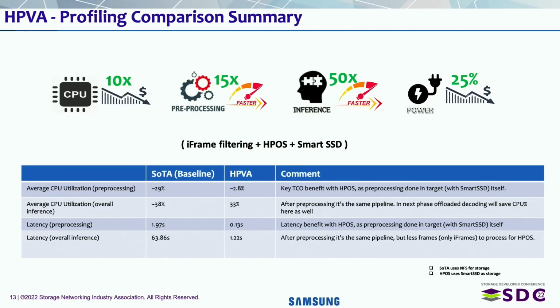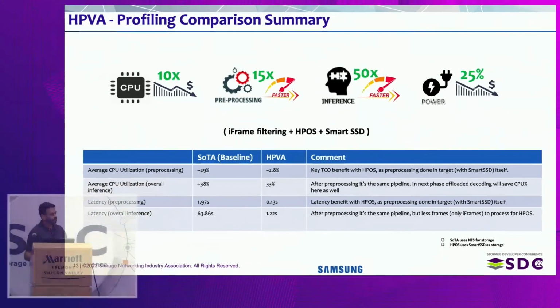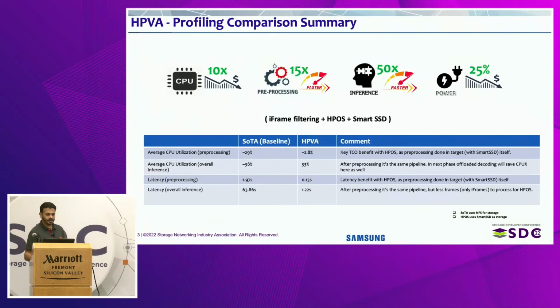So, just to summarize, it's again against the traditional AI pipeline. It's a good improvement in terms of the performance as well as the TCO. This performance improvement is because of the technique we used, but right now we are using the decoding simulator IP. Once we implement that IP in the smart SSD as well, that's when we will really get the good performance.